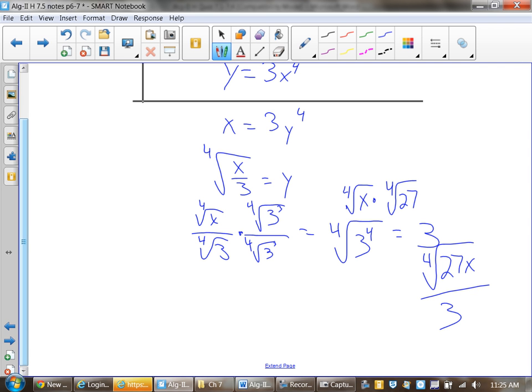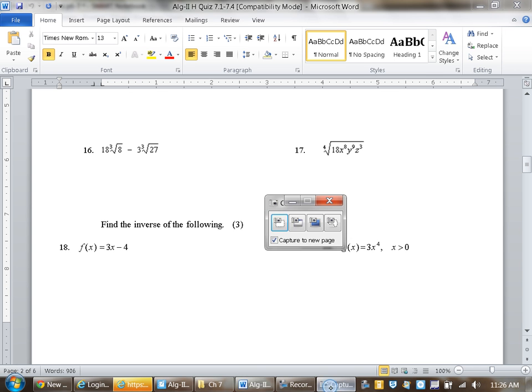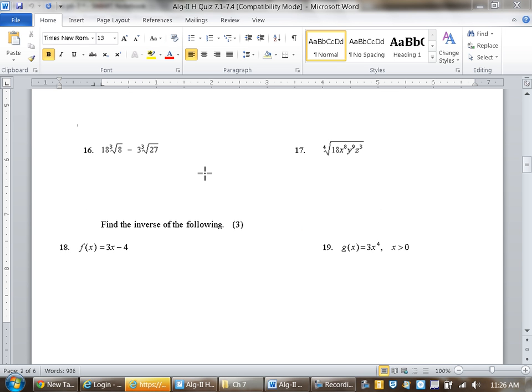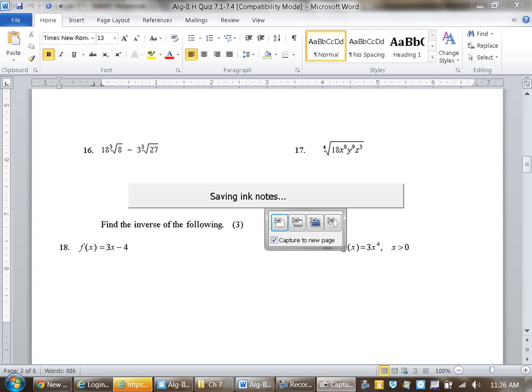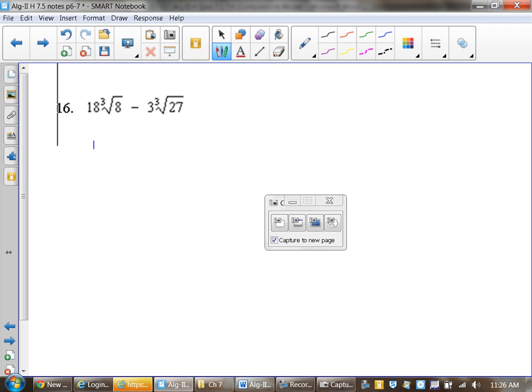16 and 17. 16, you're going to kick yourself. What's the cube root of 8? Cube root of 8 is 2, so it's 18 times 2. What's the cube root of 27? 3. What's 3 times 3? I added up for some reason. See what I'm saying? You're going to kick yourself.